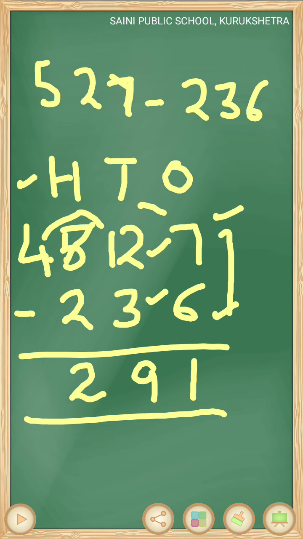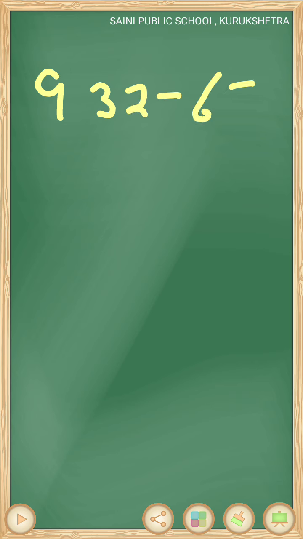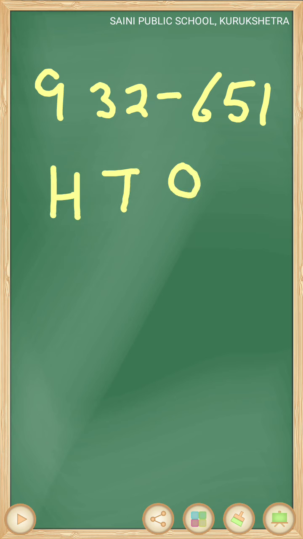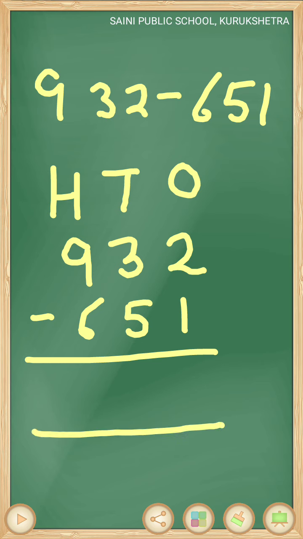Now take another example, a 3-digit number. 932 minus 651. Now write here places: ones place, tens place, hundred place. Which number is bigger? 932 is the bigger number. So write 932 minus 651. Put a sign of minus here. Again start from right side, that is ones place. 2 minus 1, 1.